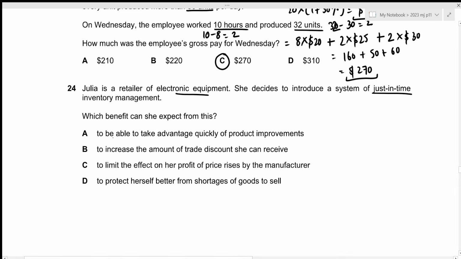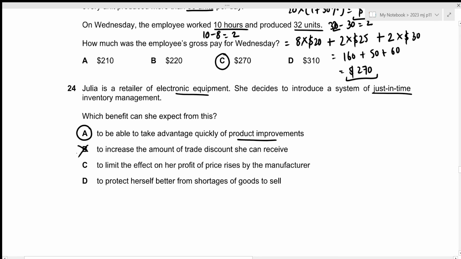Let's have a look at the first option, to be able to take advantage quickly of product improvements. So this is the correct answer, because if there is product improvement and we require a new kind of inventory, then just-in-time inventory management will be the best option, because we can just purchase a new inventory or new raw material before the production process of our new product or improved product. Let's have a look at the remaining options as well. The second one is to increase the amount of trade discounts she can receive. So just-in-time does not really talk about any bulk purchases, so we cannot be sure regarding the trade discounts.